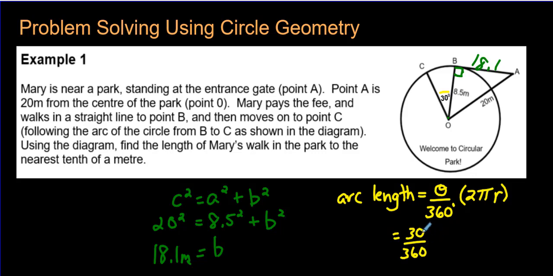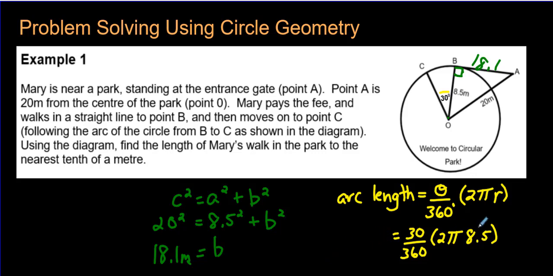What that does, it gives us the percent of the circle that this arc length is going to cover. And then the 2 pi r is the circumference of the circle. So it's going to give us the percent of the circle. By the way, the radius is 8.5. And all of this is multiplied together to give us our final answer.